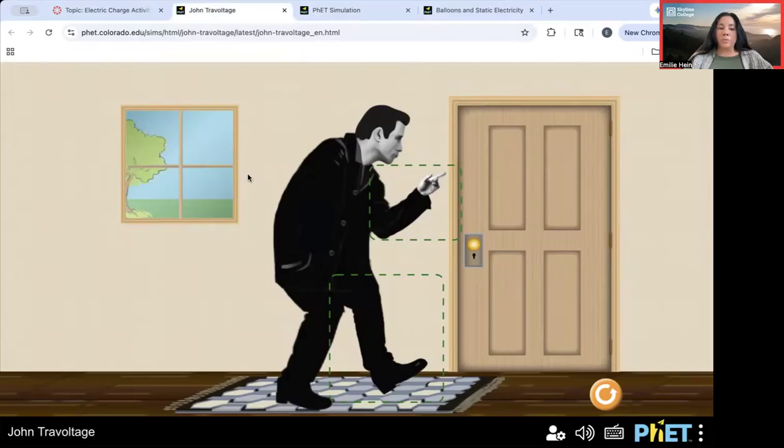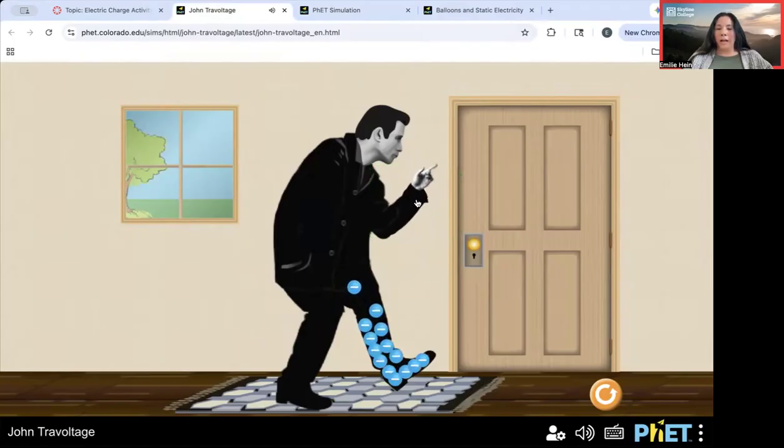And that's the last one, John Travoltage. With this one, John is sitting on this rug, and just like with the balloon, you can use friction to pick up some charge from the rug, and then we can also move the hand, and I'll let you figure out what happens when you touch this metal doorknob here.